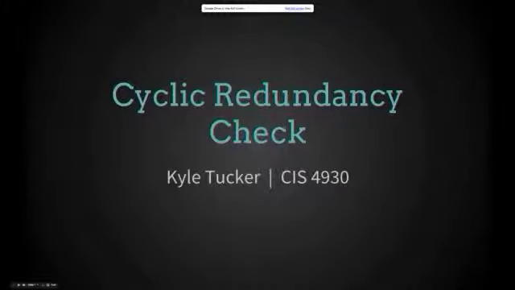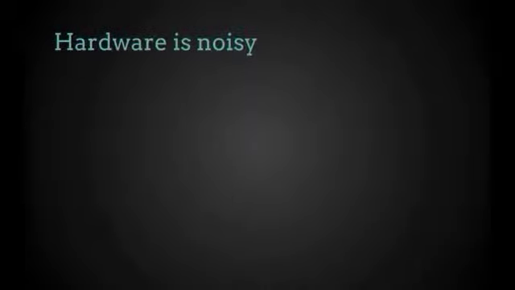Alright, hi, I am Kyle Tucker, and this is my overview of the family of error detecting algorithms called cyclic redundancy checks, or CRCs. Now, the reason we need error detecting processes like this is because hardware is noisy. And I don't mean noisy in that it makes a lot of noise. I'm talking about channel noise, and that is any random variation in signal through a channel. And when I say channel, it means any way that information gets from point A to point B.